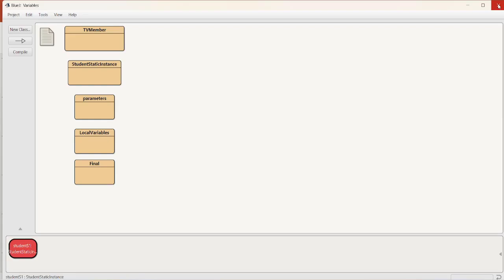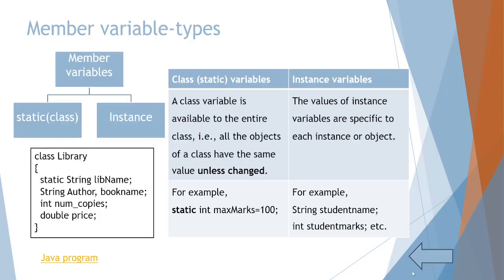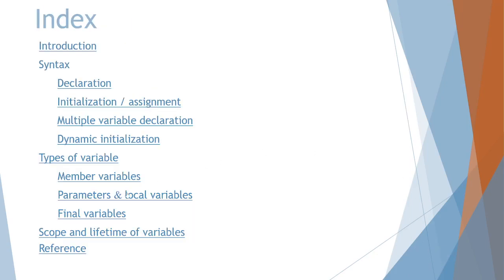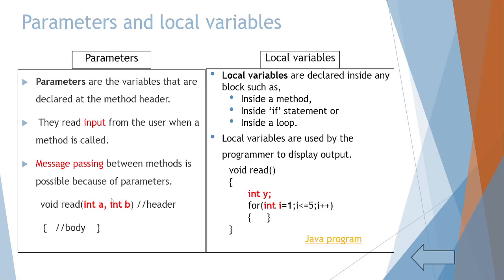So as a programmer, we should understand what is static, what is instance, what is final, what is parameter, and what is local variable. Let's go back to our PowerPoint slide and understand parameters and local variables. Parameters are the variables that are declared at the method header. Header means the very first line of any method. For example, void read(int a, int b) is the header, that line.